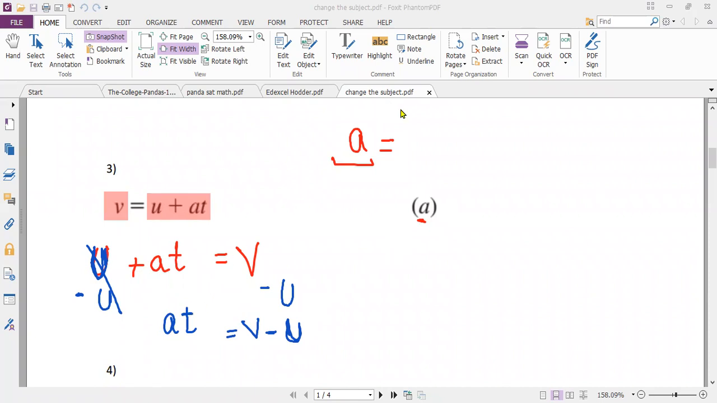And because I want to get A on a side, we need to get rid of T. So how can we get rid of T, and A is multiplied by T? So divide by T and divide by T. And AT divided by T, they are going to be cancelled. Then you will get on the left side A alone equals V minus U, all of them divided by T. Now A is the subject.